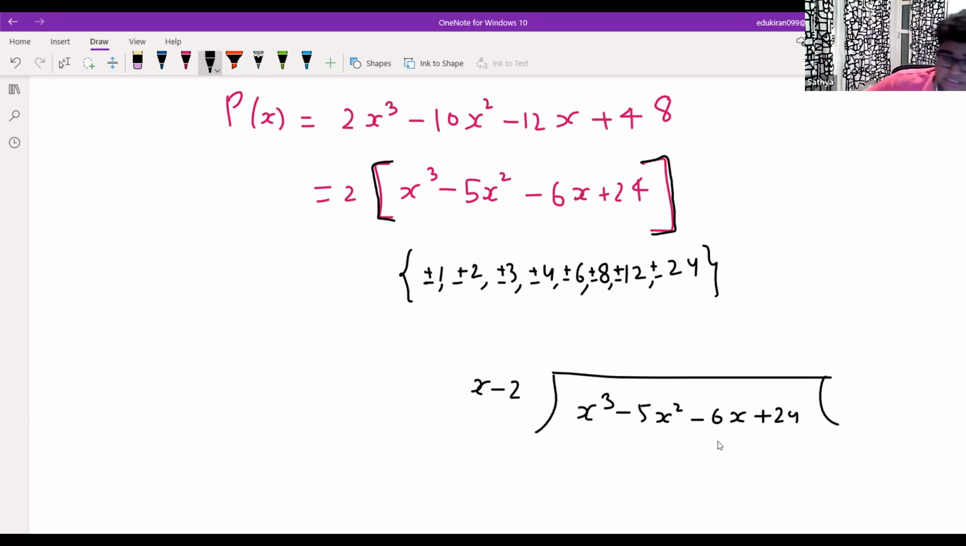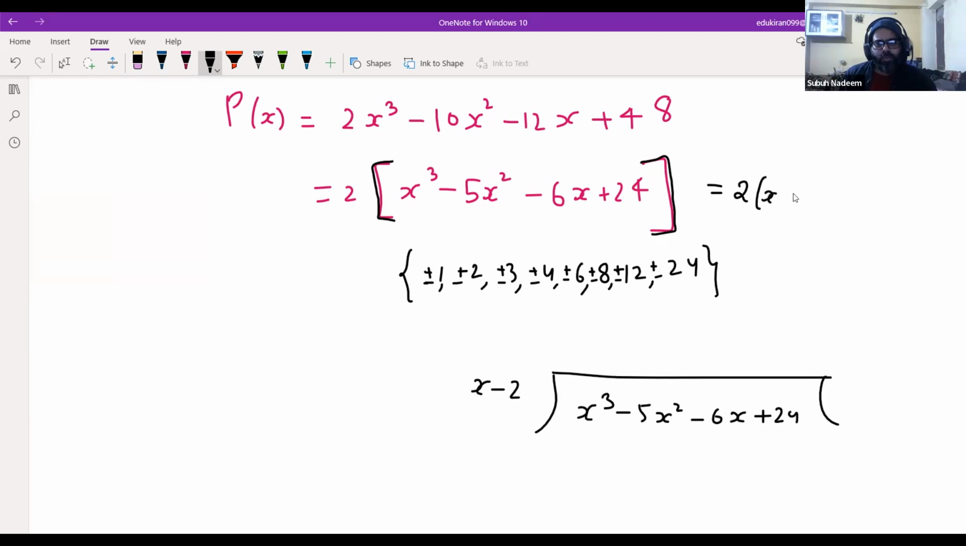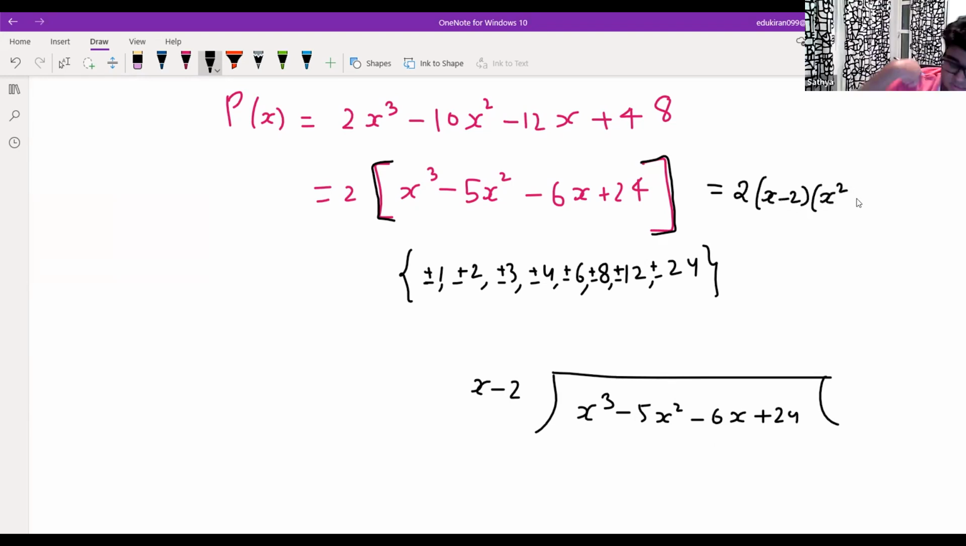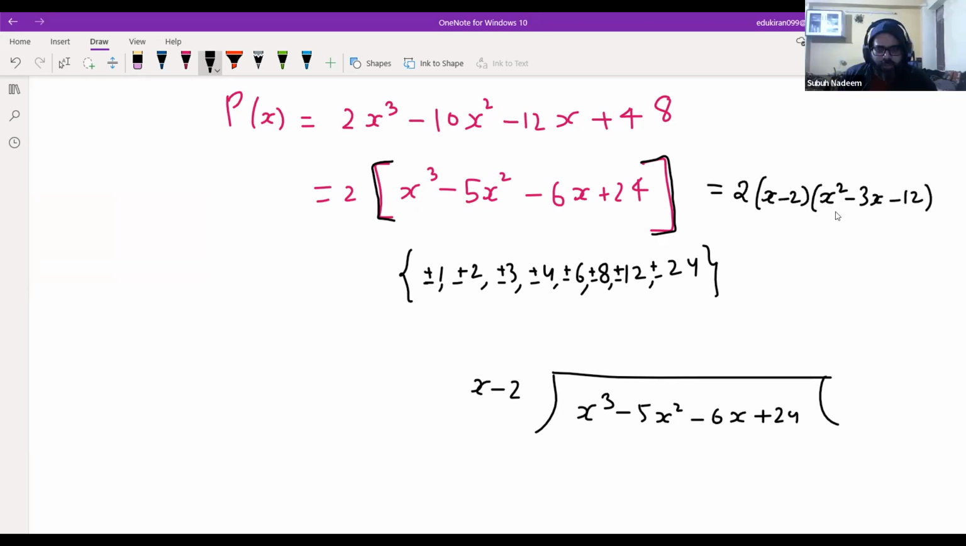I got x square minus 3x minus 12. You found the remainder as 0. Yeah. So it is x square minus 3x minus 12. Okay. x cube minus 3x square minus 2x square minus 5x square plus 6x minus 12x minus 6x and then plus 24. Fine. Okay. So now can you factorize x square minus 3x minus 12?